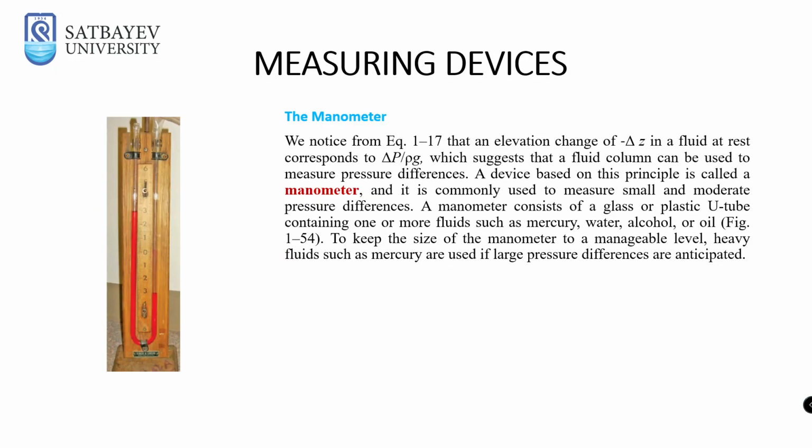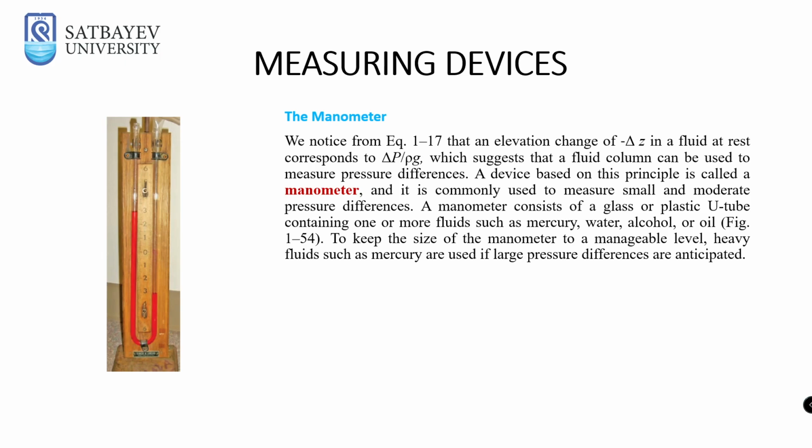The manometer. We notice from the equations presented above that an elevation change of minus delta z in a fluid at rest corresponds to delta P divided by rho g, which suggests that a fluid column can be used to measure pressure differences. A device based on this principle is called a manometer, and is commonly used to measure small and moderate pressure differences.